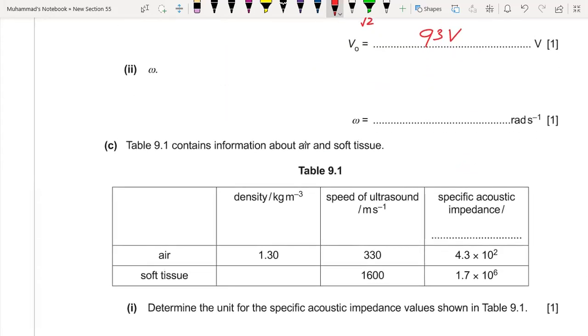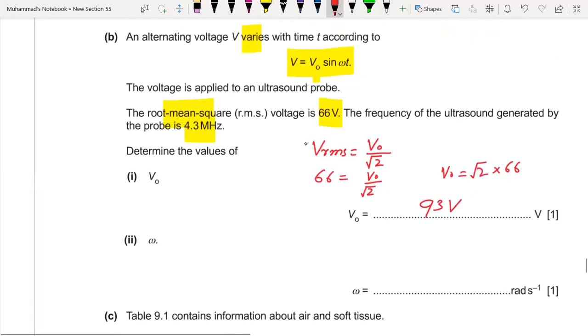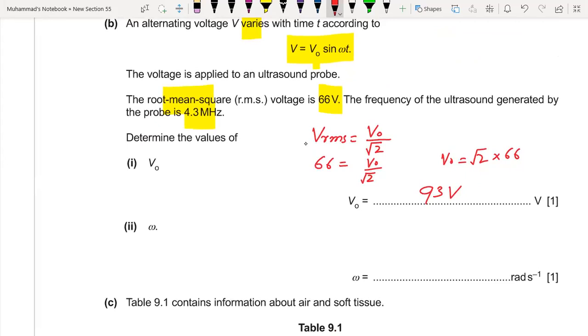Be careful about significant figures. So omega: frequency is given, and frequency is 4.3 times 10 power 6 hertz. We have to find omega in radian per second. So omega is related to frequency by this formula. You know that omega is 2 pi by T or 2 pi f. So omega is 2 pi f.